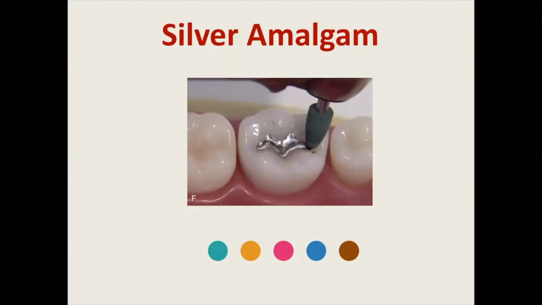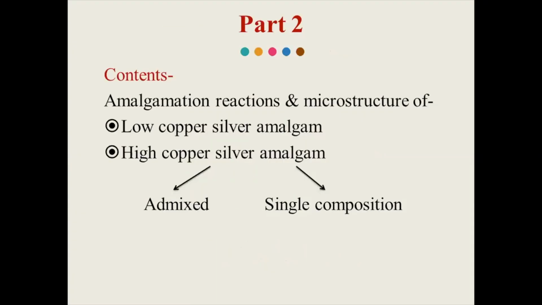In the first part of silver amalgam, we studied the introductory part, the classification of silver amalgam, the composition, the role of ingredients, manufacturing methods, indications of silver amalgam, and the various symbols that we use today in the amalgamation reactions of different types of silver amalgam.